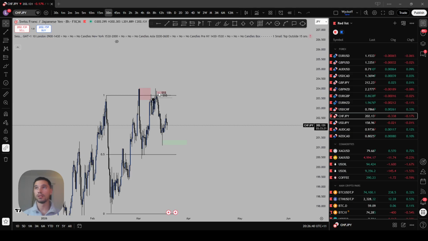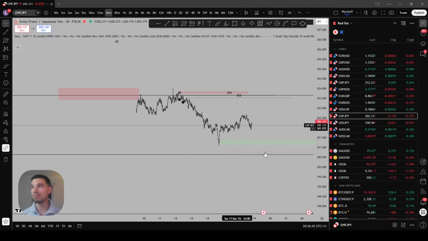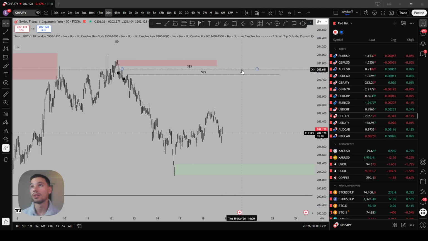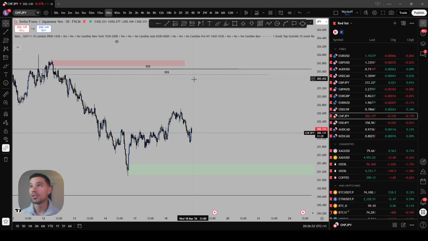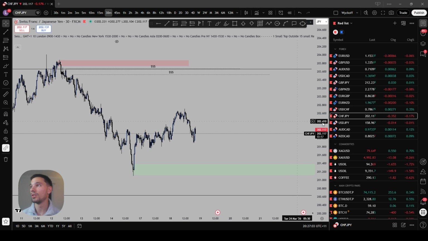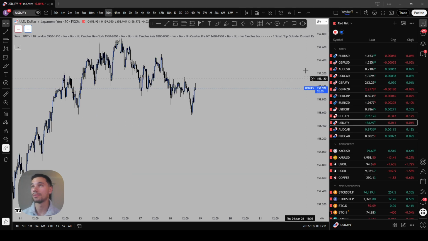We have this potentially unicorn setup at the moment. As I said, I'm not too sure if we will get another sweep of this extreme liquidity. I don't think so. As of now, we are leaving some nice liquidity lows, some nice sell side blowups, but not really much to look for in here.